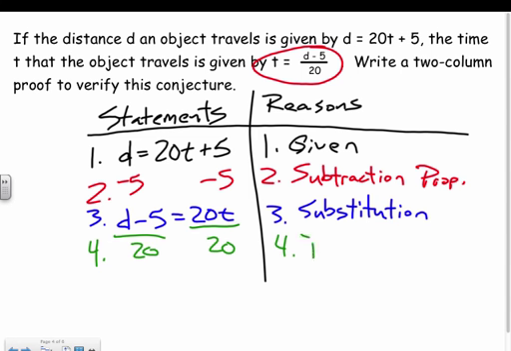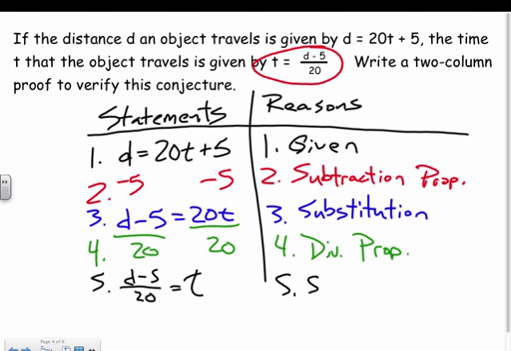And what are we doing to both sides? The division property. I could put div prop, that's fine. So now for step 5, I have d minus 5 over 20. Can't do anything with that, so I'll just leave it, equals t, right, because the 20's cancel. And we just substitute it again.